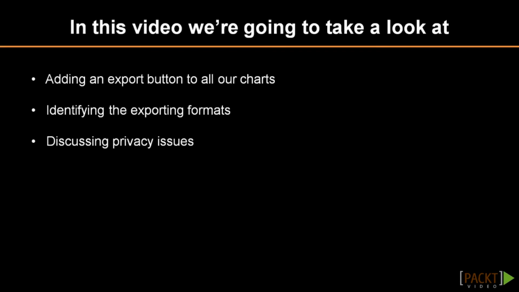After the previous video, we're now able to configure our charts on the fly by entering a new start and end date. Maybe by entering specific dates, we found a chart that we want to show to a colleague. That's what the exporting feature is for. In this video, we're going to add a button to all our charts that allows us to export the chart in one of the several available formats. Since the chart data is sent to a server to be transformed into the requested format, we will then discuss some privacy issues. First, let's go and add that export button to each of our charts.